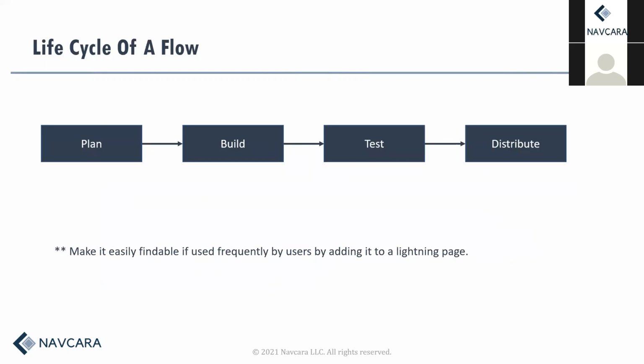The life cycle of a flow. You plan it, build it, and test it. Testing is very important, since testing a flow lets you fine-tune the flow's behavior and identify and fix bugs, which makes it less likely you'll spend time later responding to emails from your users. And distribute the flow. Make it easily findable if used frequently by users by adding it to a Lightning page.